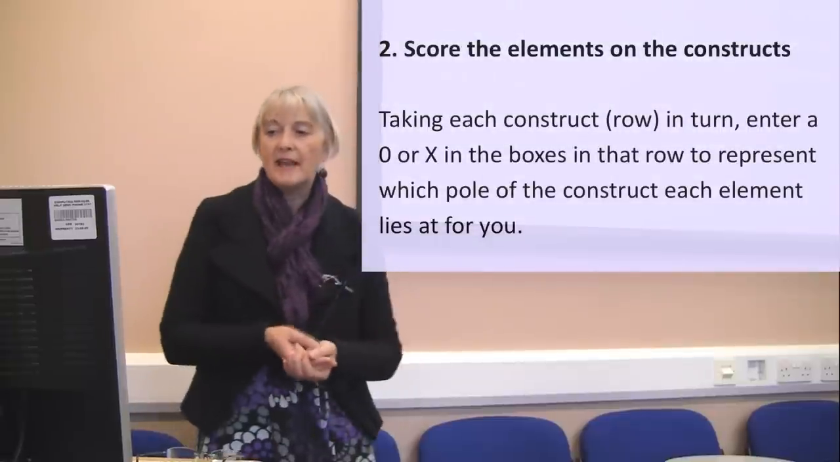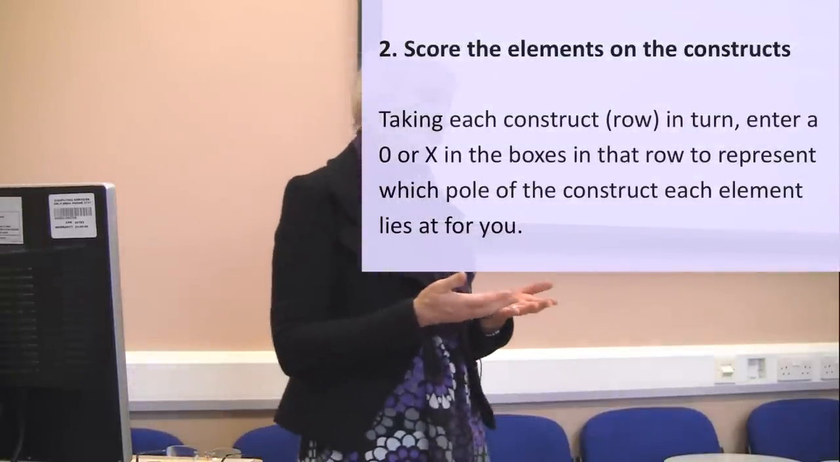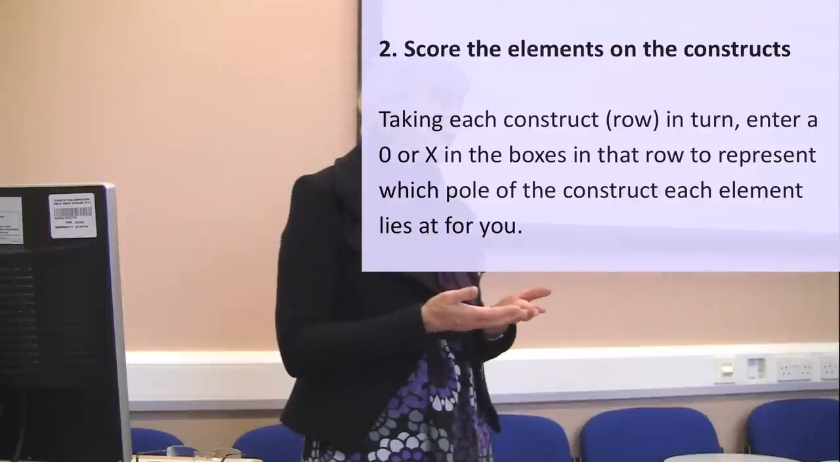Okay, when you've got all the chocolate bars listed across the top and all the constructs listed down the left-hand and right-hand sides, then you can move on to the process of actually completing the grid or scoring the elements. And again, you should do this in partnership with the other person.